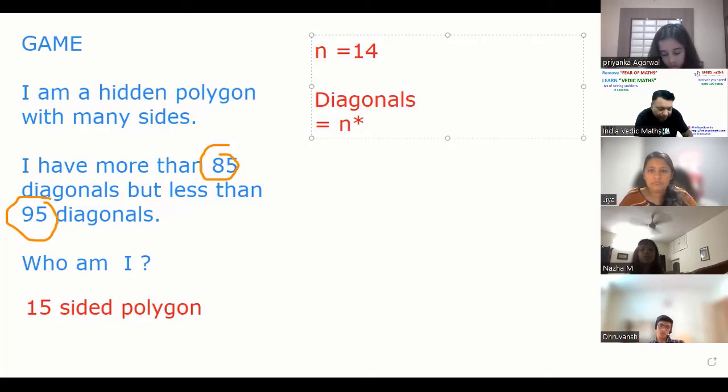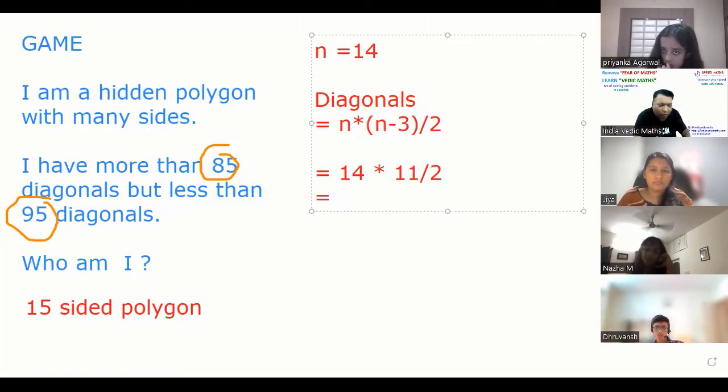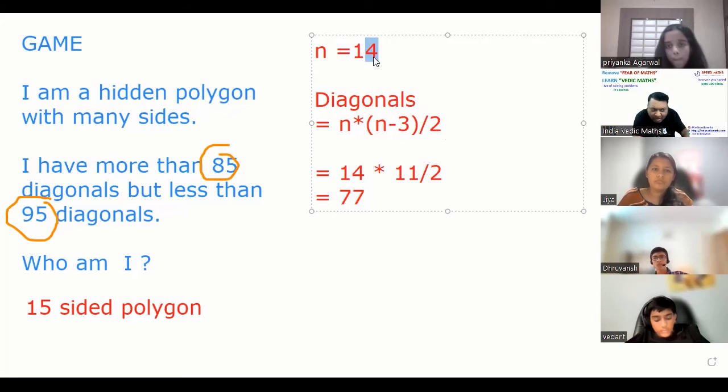Correct? What will n put here? Sir, 14. Correct? So what is 14 into 11 by 2? 77. But how many diagonals we need? 85 or more. We are getting only 77. So can n be 14? No, sir.